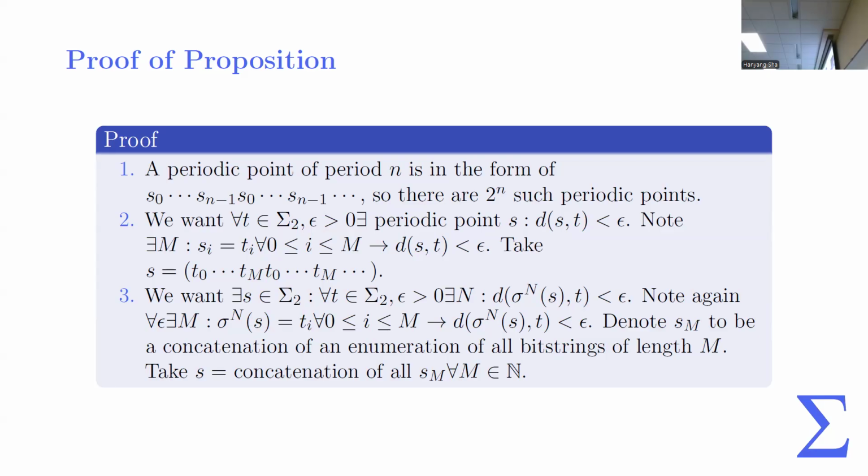And then you take S to be the concatenation of all these Sm for all m. So what this means is that let's say you have this, and then you have 0, 1, and then you have zeros, and then you have 0, 0, 0, 1, 0, 1, 0, etc.